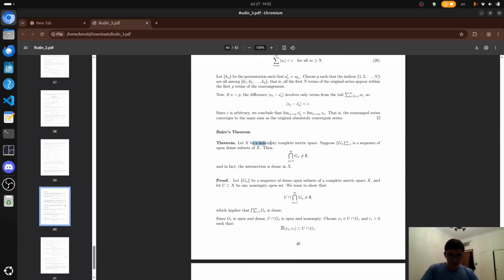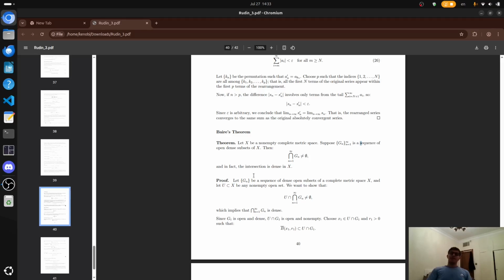So let X be a non-empty complete metric space. Suppose the intersection over n equals 1 to infinity of Gn is a sequence of open dense subsets of X. Then the intersection is not equal to the empty set, and in fact the intersection is dense in X.